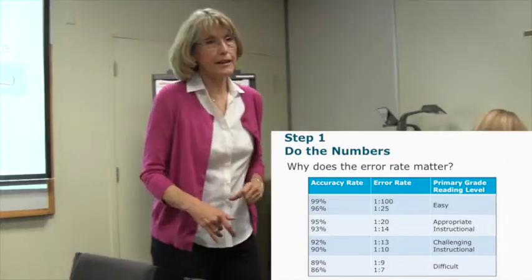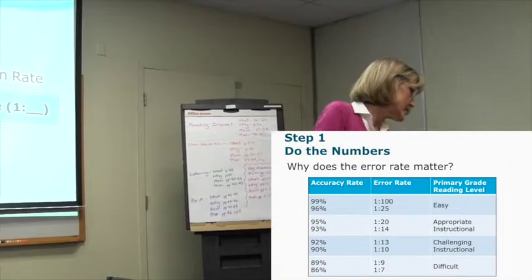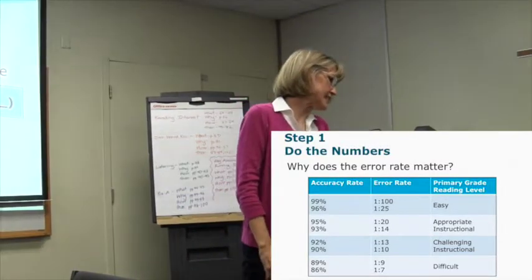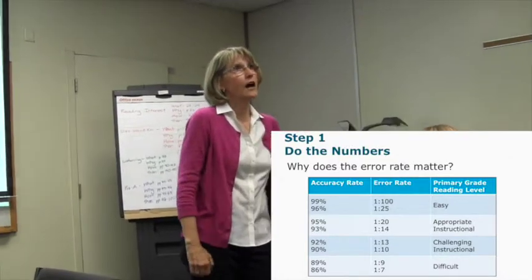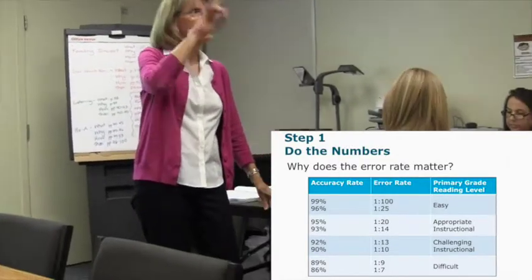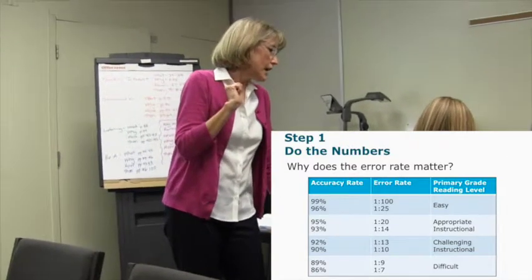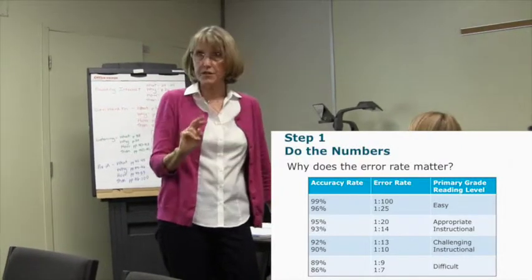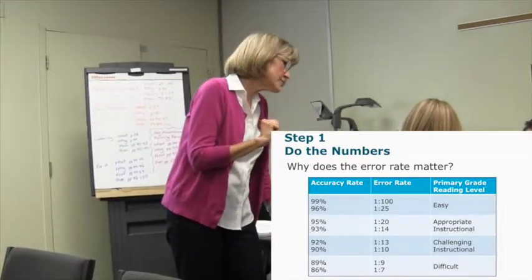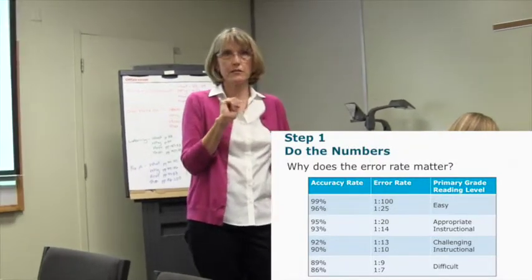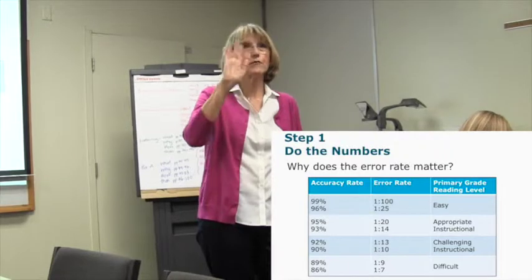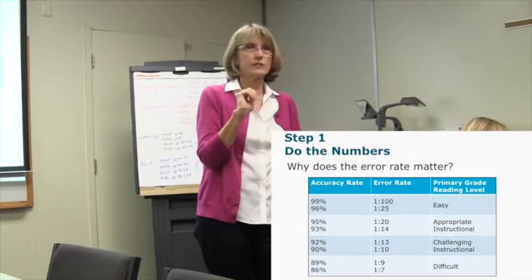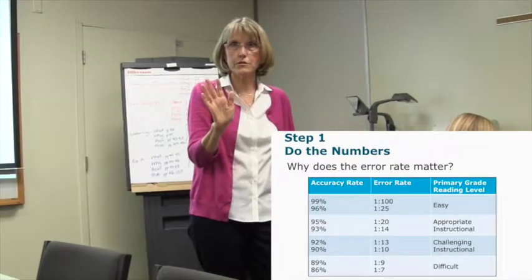So, if you look at the error rate, the slide that says accuracy error rates, a child who's reading at 99% accuracy is making one error for every 100 words. A child who's reading at 96% accuracy is making one error every 25 words. Look at a child who's reading at 90% accuracy. They're making one error for every 10 words. Now let's drop down to 88% accuracy. One error for every 8 words.